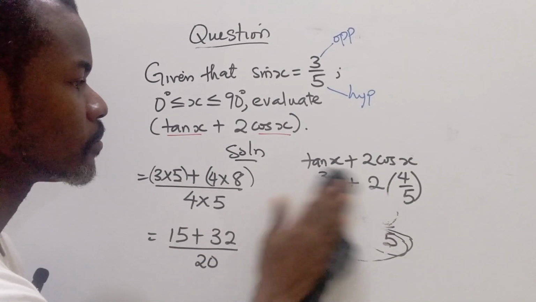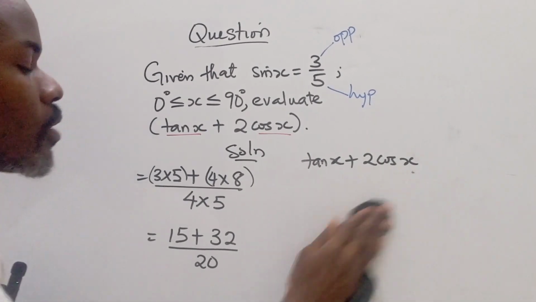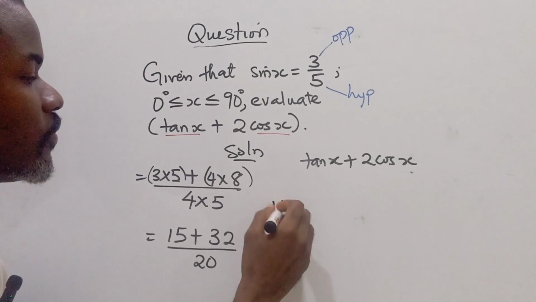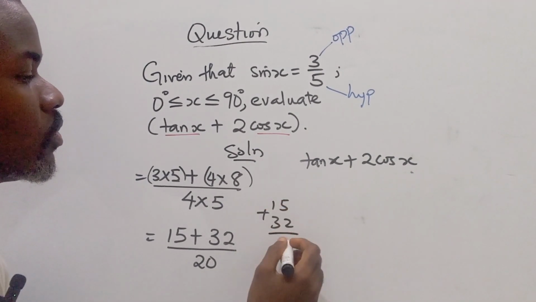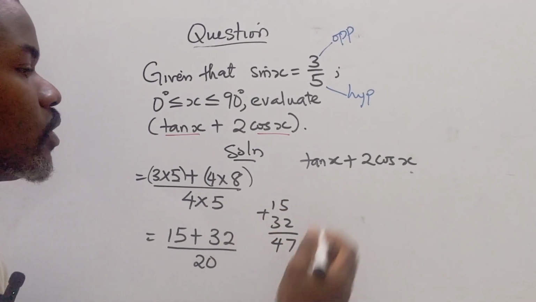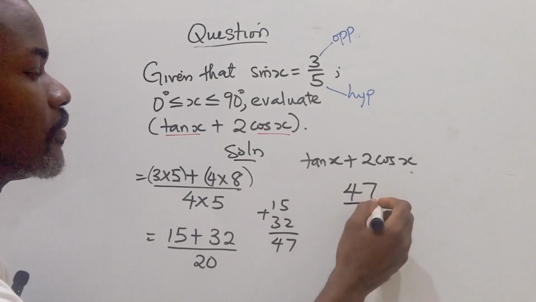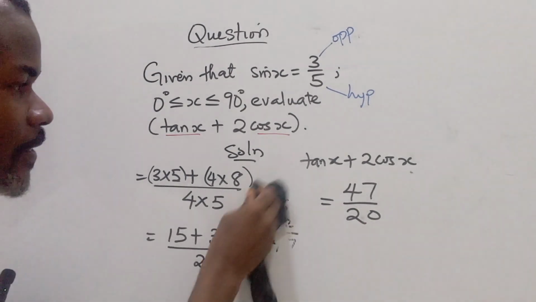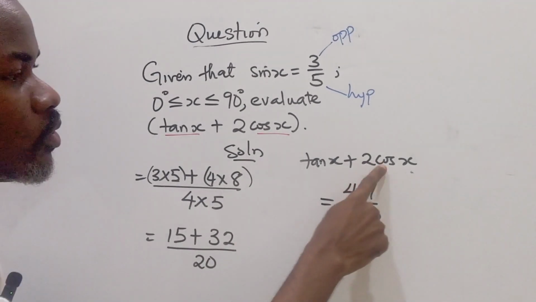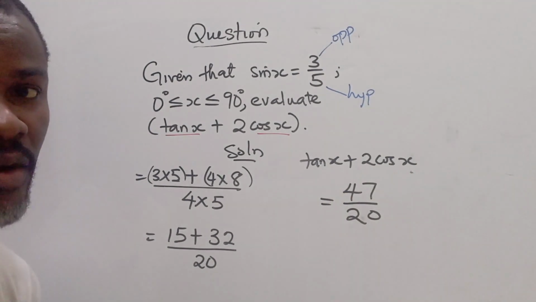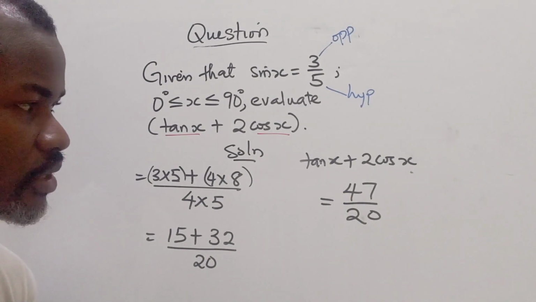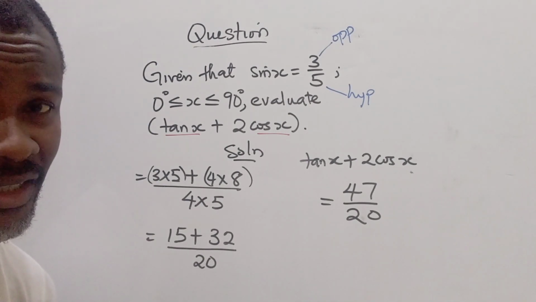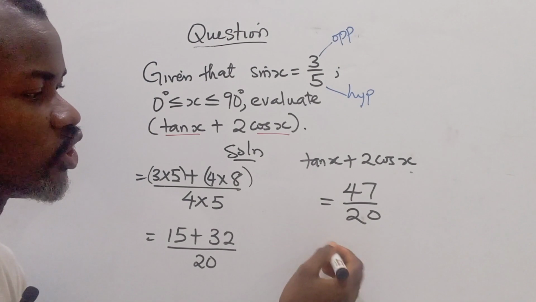Alright, so 15 plus 32 is going to give us, this is 7 and this is 4, so we have 47 divided by 20. So tan x plus 2 cos x gives us this. But if we look at it, it is an improper fraction. Now in maths, you don't keep your answers in improper fraction. So we have to change this to a mixed fraction.